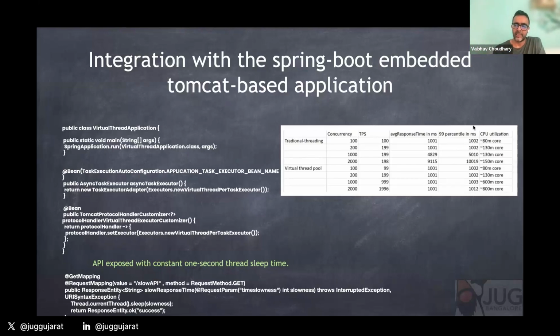It remains the same, whereas it has increased so much with the normal threading models. Okay, so this is a Spring Boot application based code. I have taken it from a Spring Boot site or somewhere.